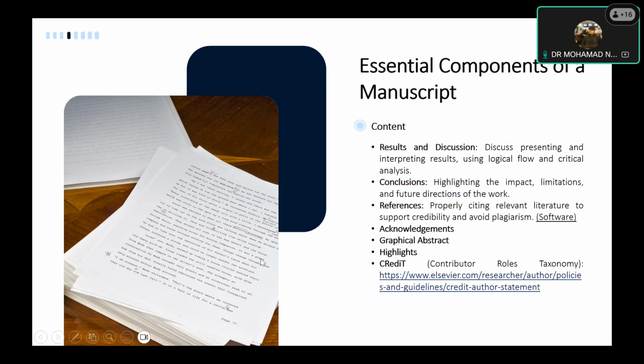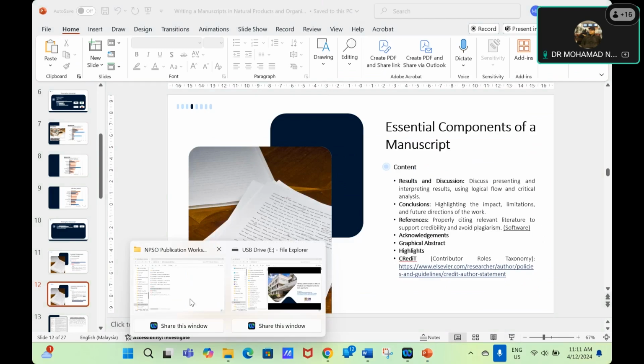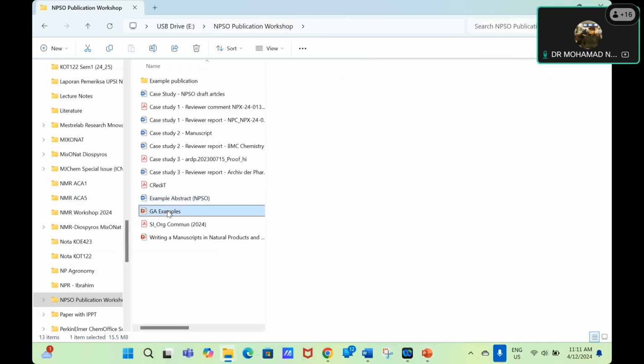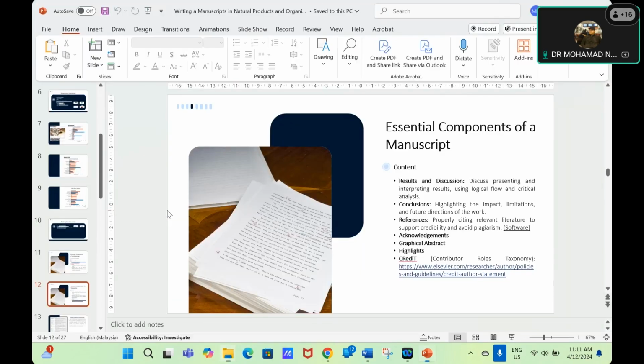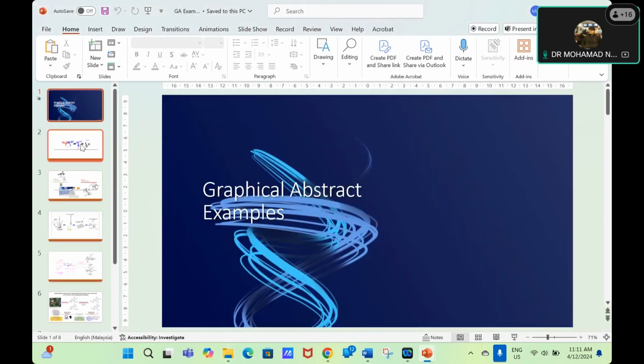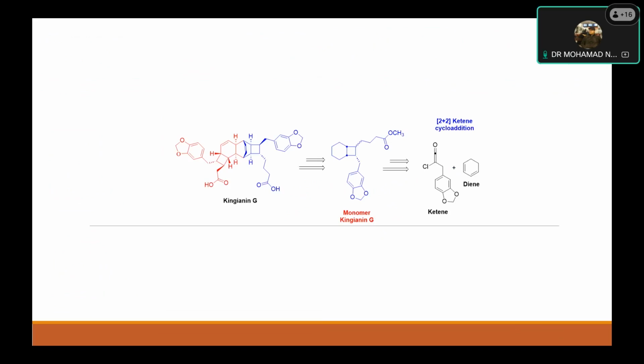Okay, graphical abstract. So we will go to the graphical abstract. I have several graphical abstracts. This is an example. Normally the graphical abstract represents the whole idea of the manuscript. So it can be like this. It's a very simple graphical abstract. No need to go into more detail. This is more than enough.